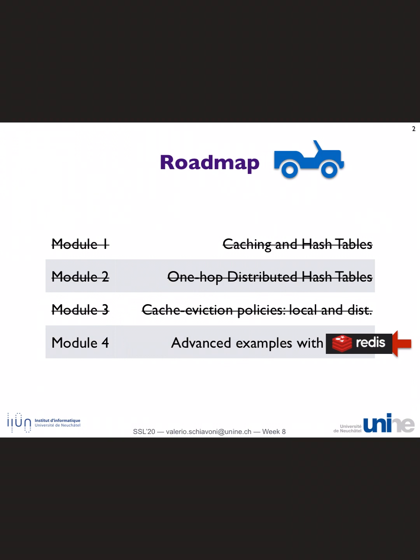During the first module, we looked at caching and hash tables. During the second module, we looked at one-hop distributed hash tables. And during last week's module, we looked a bit more into cache eviction policies, in the case of local hash tables and in the case of distributed hash tables. So today we will be talking about something more practical, as I announced last week.